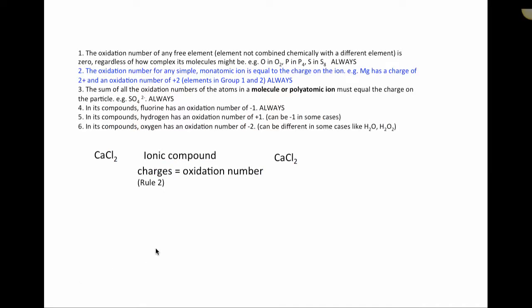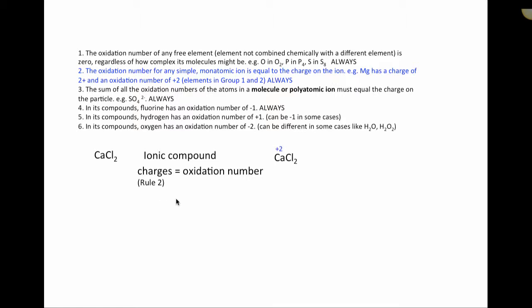So I'm trying to explain how to use oxidation rules to find the oxidation numbers. And so we're going to do quite a few examples. So here's an ionic compound, calcium chloride. And we're going to be looking at rule 2. The charge of any ion is equal to the oxidation number.